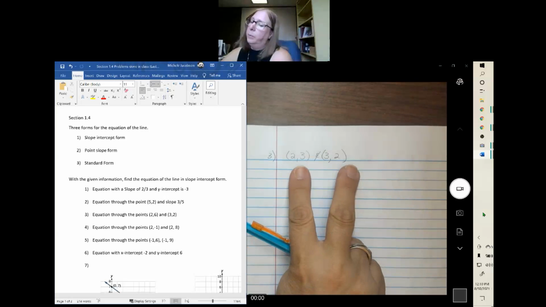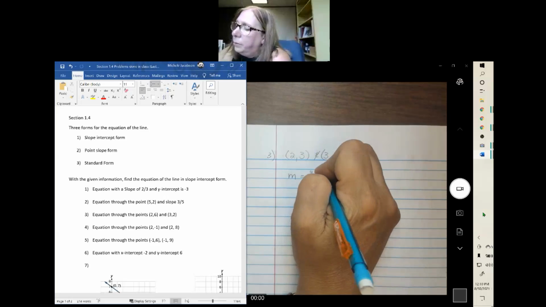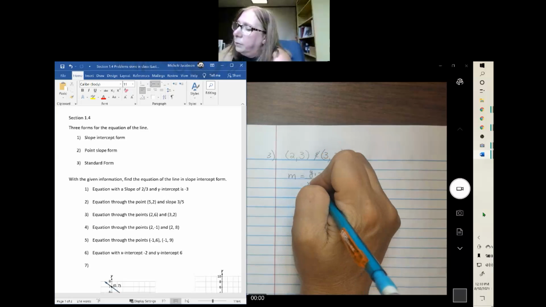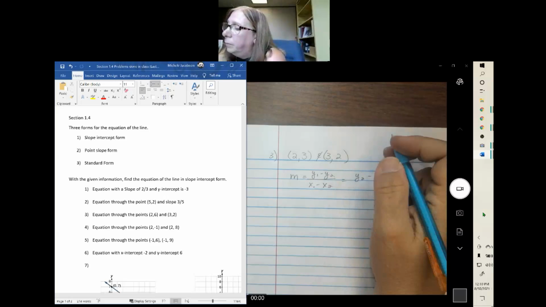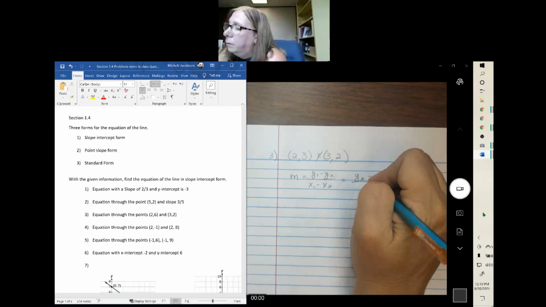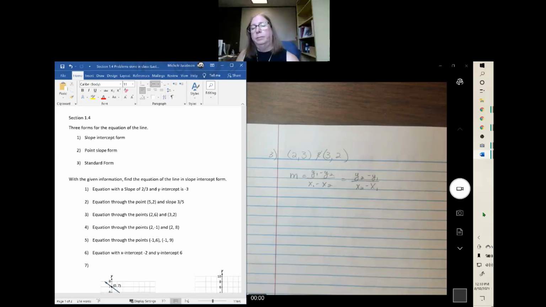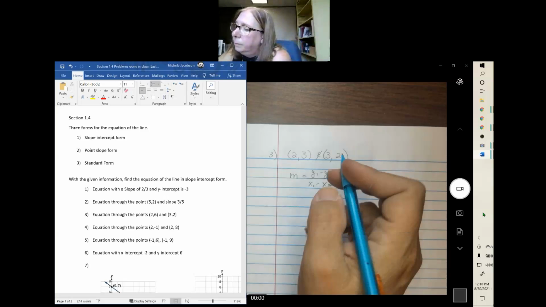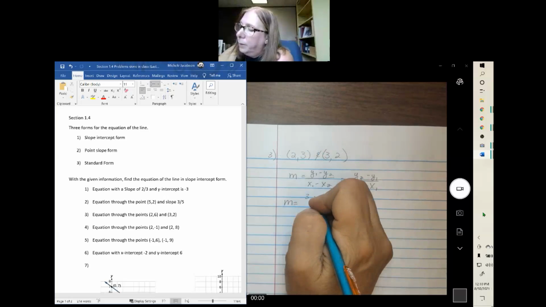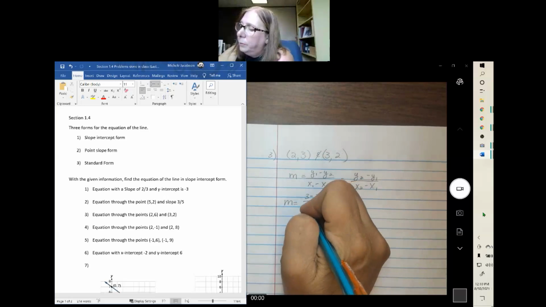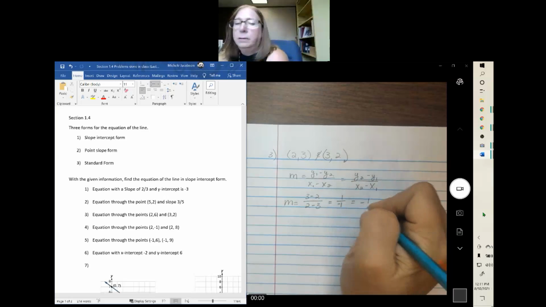But if they give us 2 points, remember last class, we learned the slope was y1 minus y2 over x1 minus x2. Or the order you put it in, remember, doesn't matter as long as the top and bottom are the same. So either way, same thing. Three minus 2 over 2 minus 3 is 1 over -1. Our slope is -1.